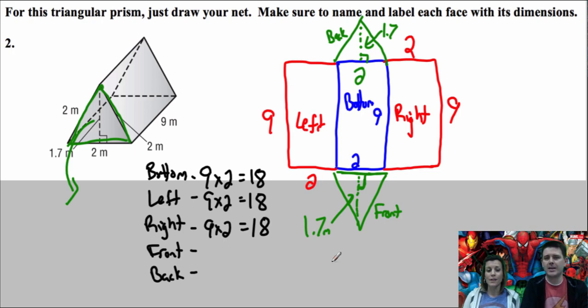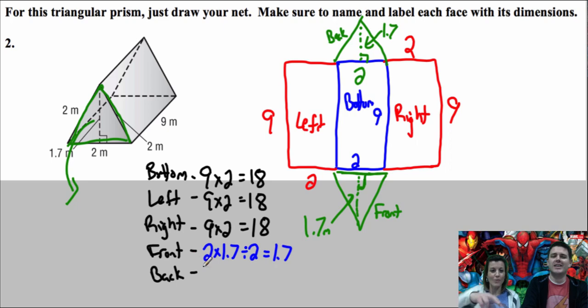Now we're going to focus on the front. 2 by 1.7. Remember, look for that right angle. Take the decimal out of it: 2 times 17 is 34. But it's going to divide by 2. So if we want to save ourselves a little bit of work, it's a triangle. 2 divided by 2 is 1, times 1.7 is just 1.7. I was just going to combine them and call them 3.4 together.